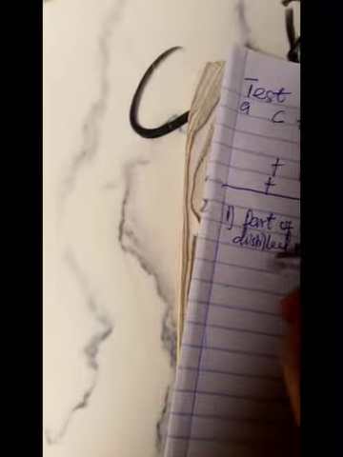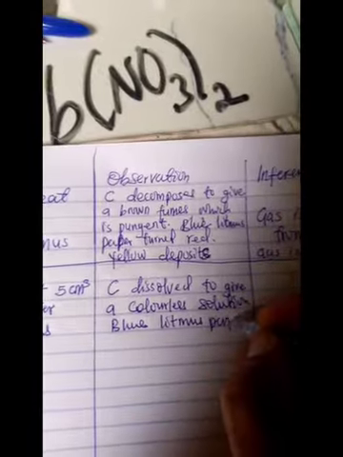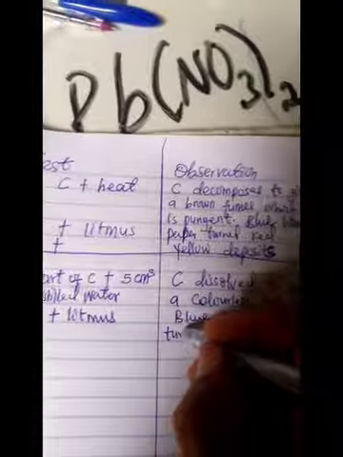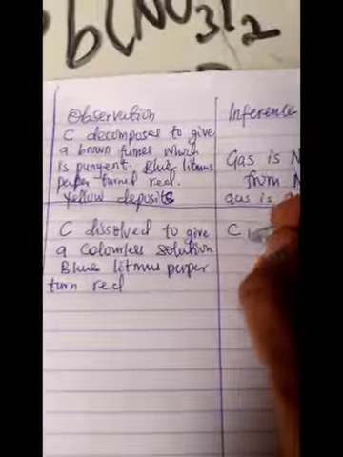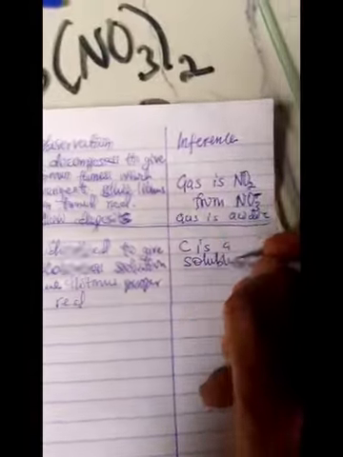Then if you test it with litmus again, what will you also notice? You will also notice that blue litmus paper turns red. I mean the solution is also acidic. So our inference will be that C is a soluble salt.